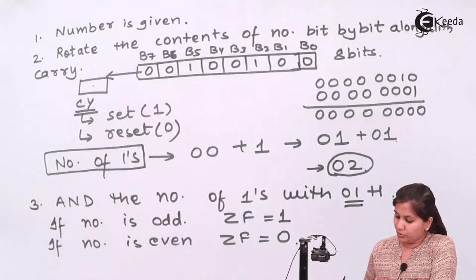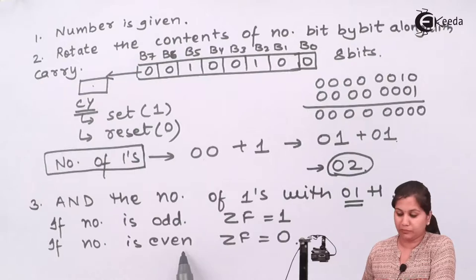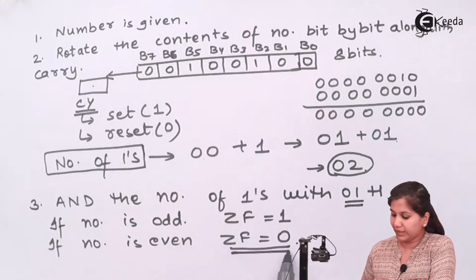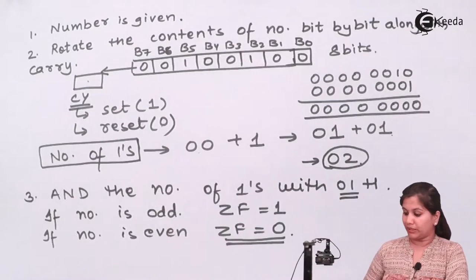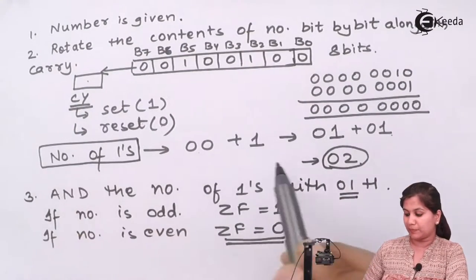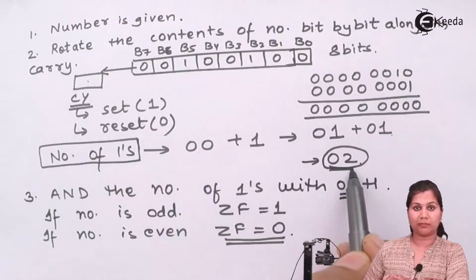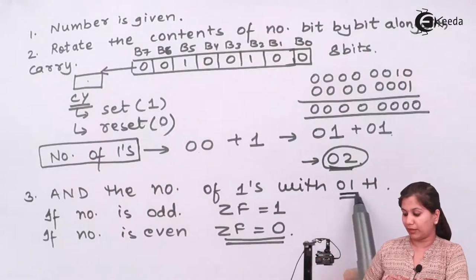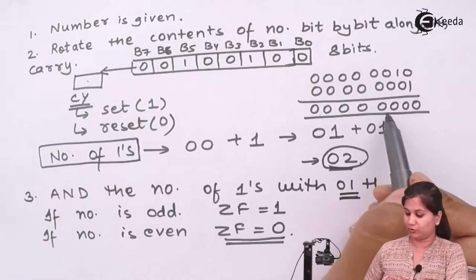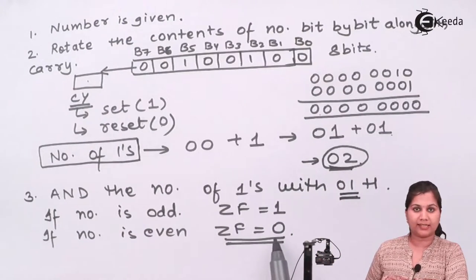Okay, so at that time, if the number is having even parity, then the 0 flag will be set because the result we are getting here is 0. So in this case, when the number of 1s present is even, meaning the number is having even parity, when we are ANDing it with the 01 value, the result is coming out to be 0 and the 0 flag is set.